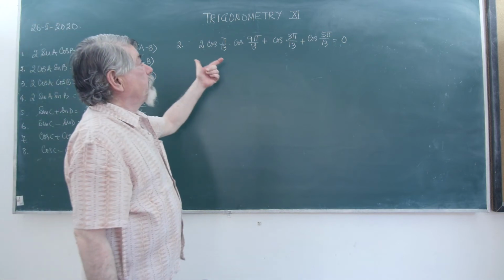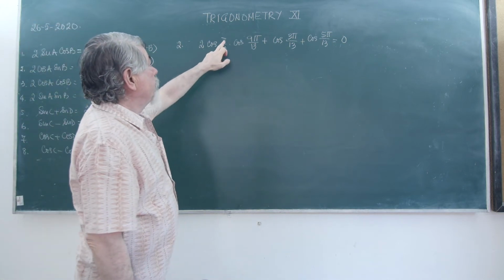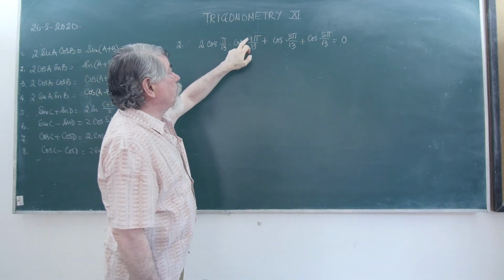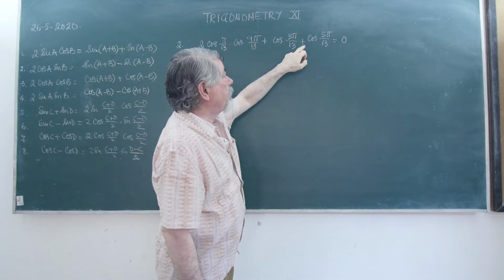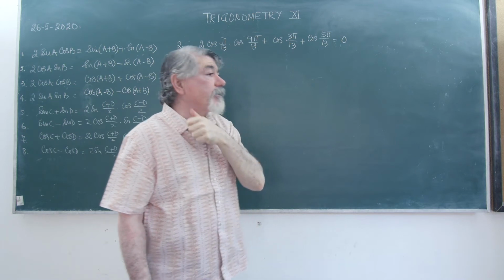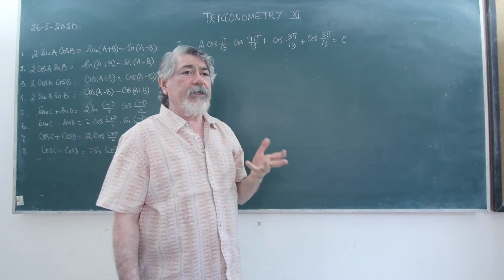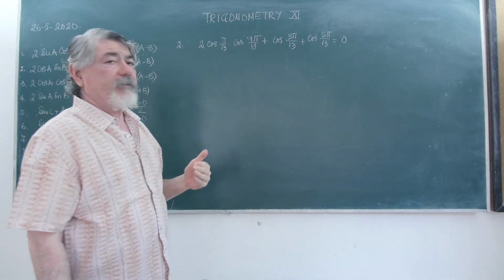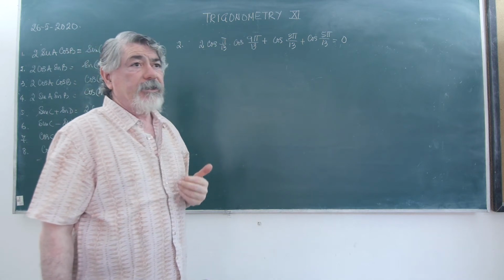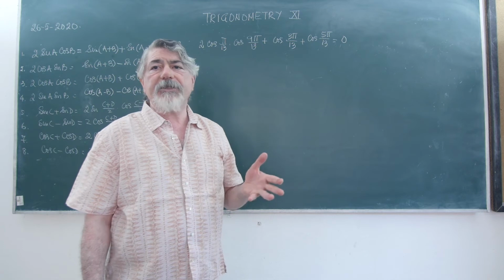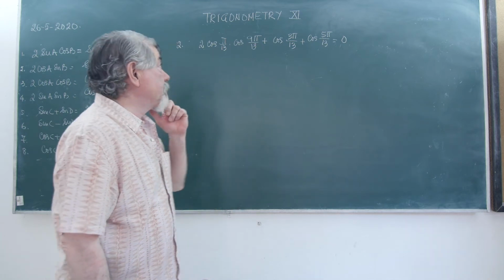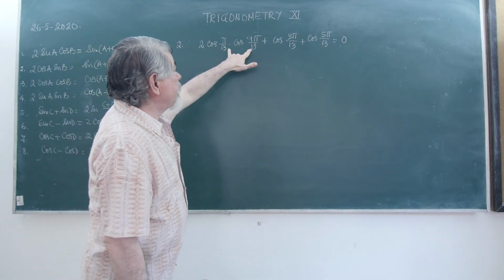Next question on this is: 2 cos(π/13) cos(9π/13) plus cos(3π/13) plus cos(5π/13) is equal to 0. Don't get worried about these 5π/13 or 3π/13. We have to apply formulas and finally they will become very simple numbers, so you don't worry about this. It is 2 cos A cos B.